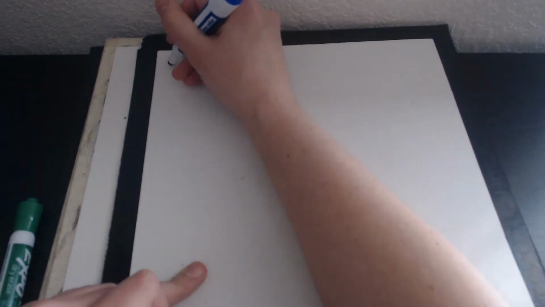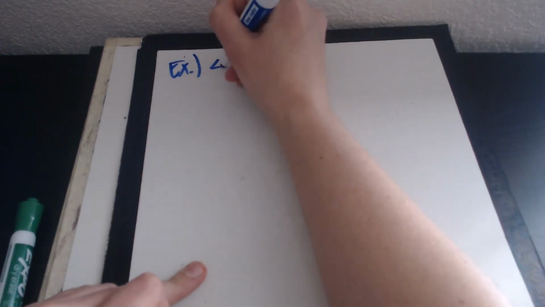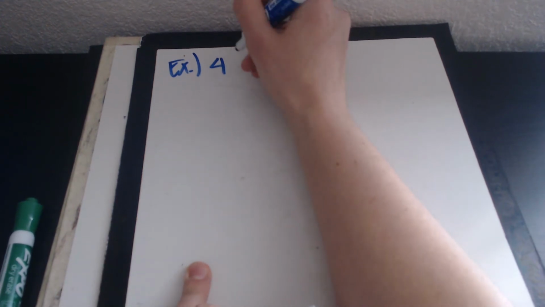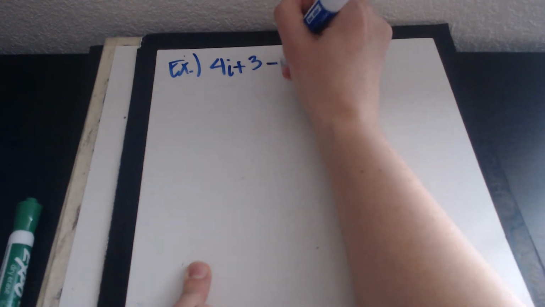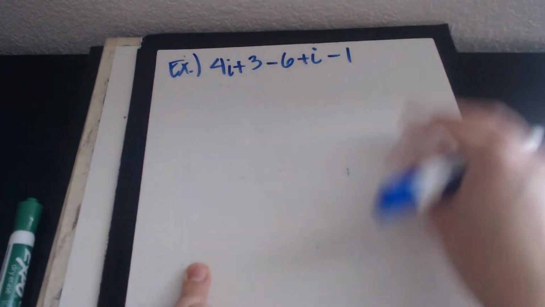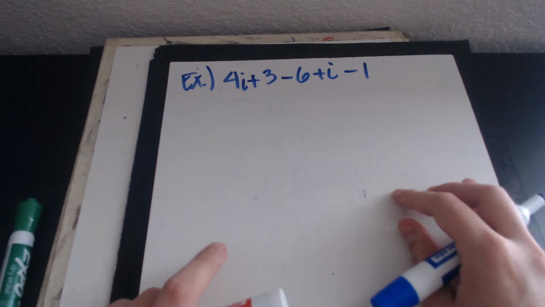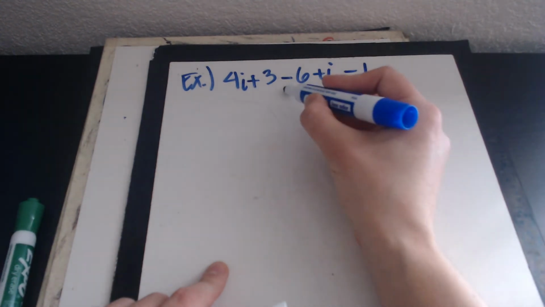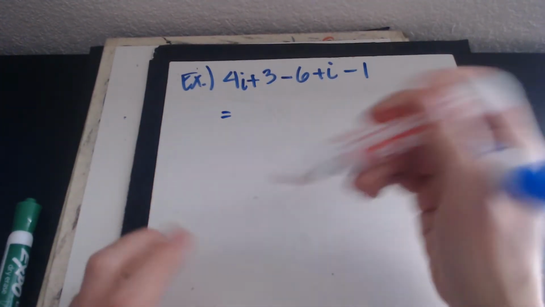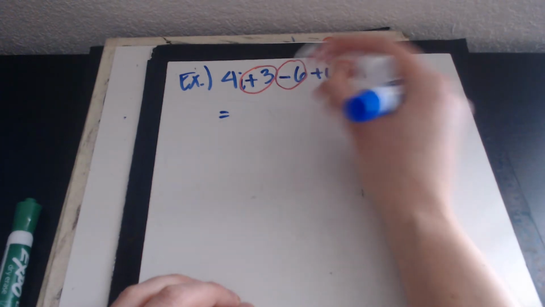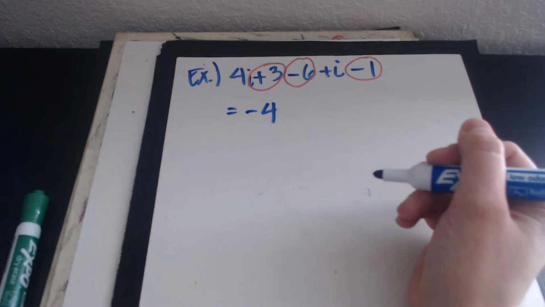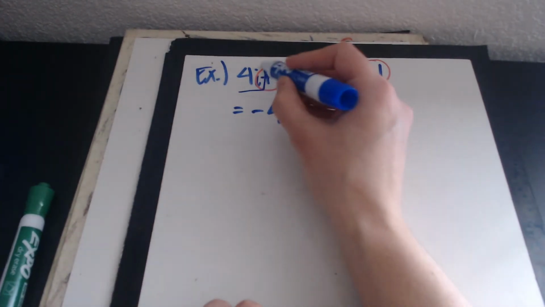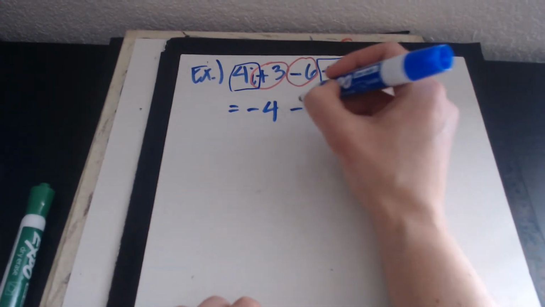Okay, so here's another one. 4i plus 3 minus 6 plus i minus 1. So here, there aren't any parentheses, nothing's being separated, but it's still the same thing. I'm adding and I'm subtracting, so I just add the real components and the imaginary. So 3 minus 6 minus 1 is going to give me negative 4. And then 4i plus i is 5i.